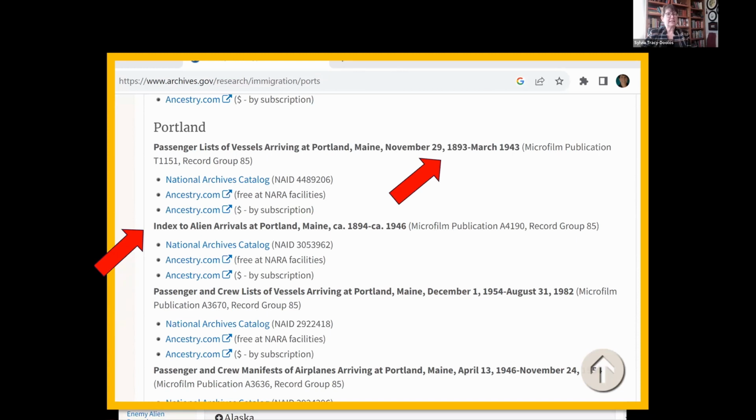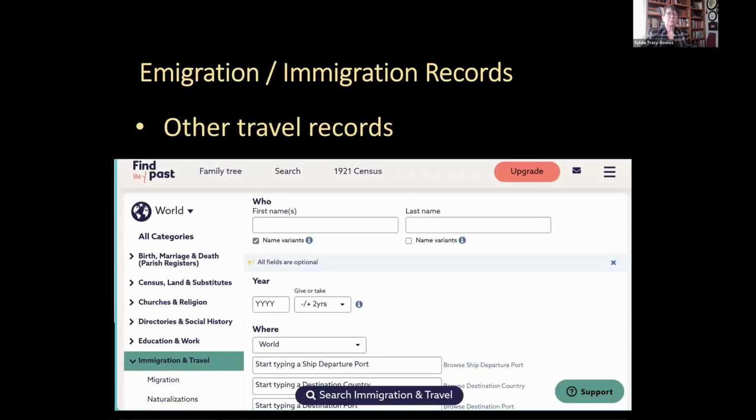This is the index to alien arrivals at Portland, Maine, beginning in 1894. Those are the border crossings, and that's when they became federalized. There are other records for border crossings locally, but these are the federal records. So really great if your people came into the country across the border or elsewhere during that time frame. And there are other travel records.